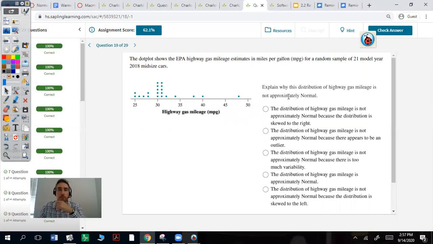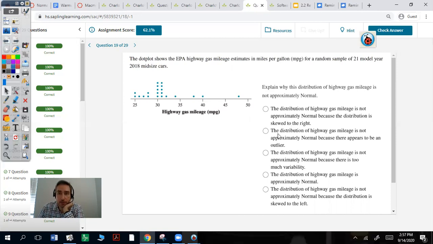19. A dot plot shows the EPA highway gas mileage estimates in miles per gallon for a random sample of 21 model year 2018 midsize cars. Explain why the distribution of highway gas mileage is not approximately normal. Well, I'm looking at it, seeing it's a little bit skewed to the right. I see some points over here. So let's take a look. The distribution of highway gas mileage is not approximately normal because the distribution is skewed to the right.